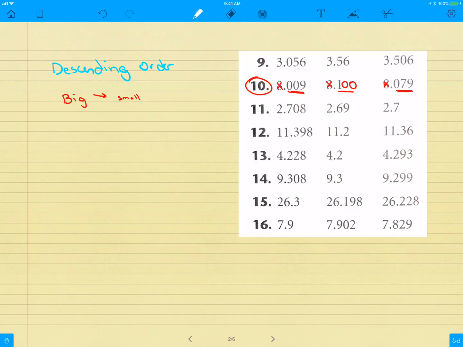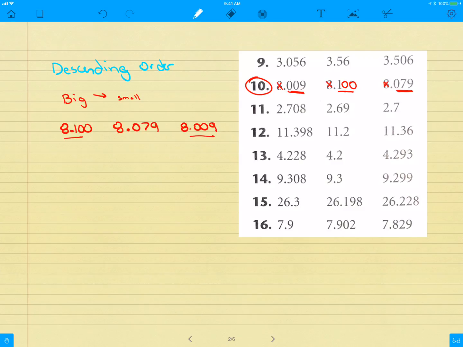Looking at which one's the biggest, it's got to be the 8.1, because in terms of the numbers after the decimal, that is 100 after the decimal. That's a big number. The next biggest number, because we're working our way to the smallest, is 8.079. That's 79 compared to the 100. And the last number, the smallest, would be $8 and almost a penny, 8.009. That is going from big number to small number in order.